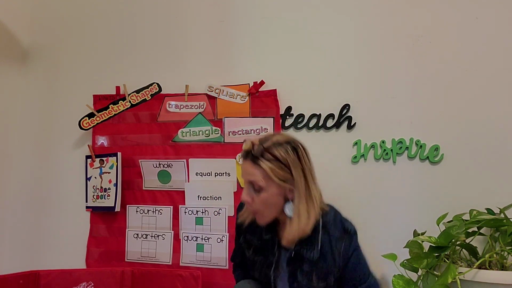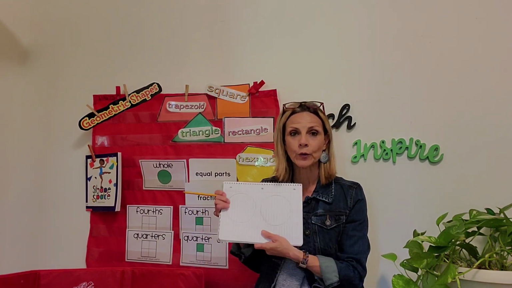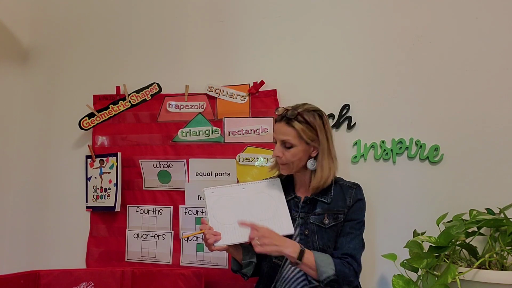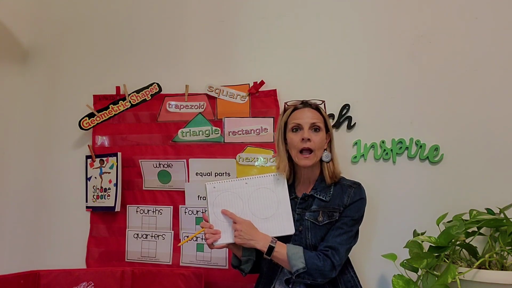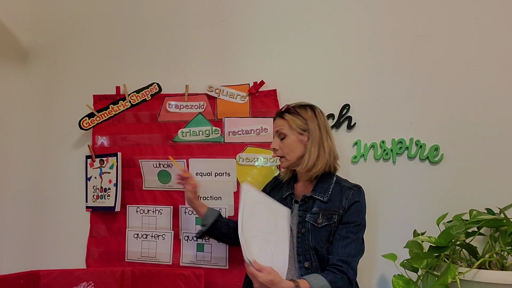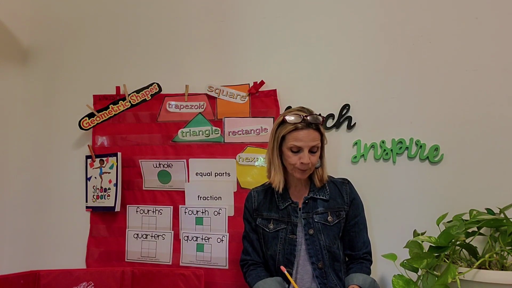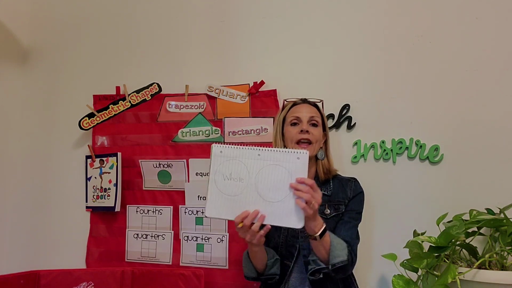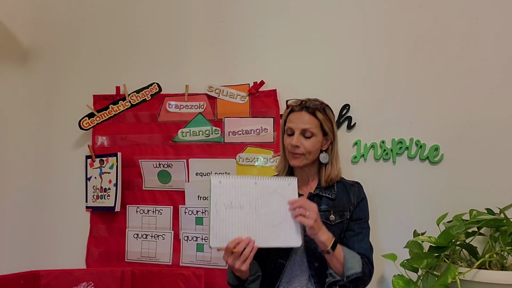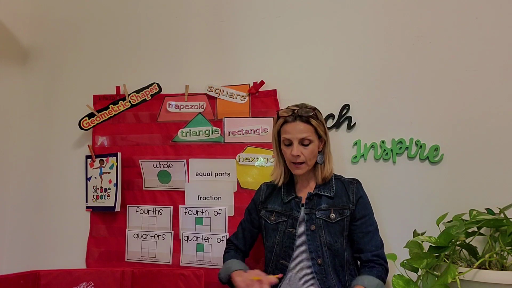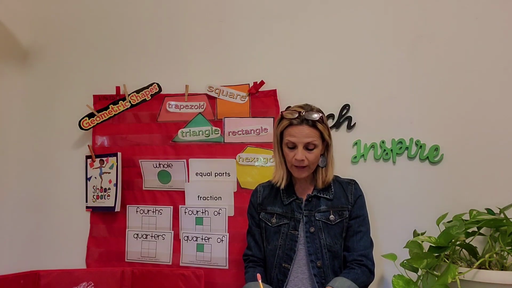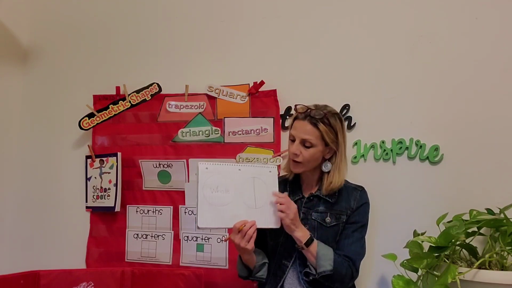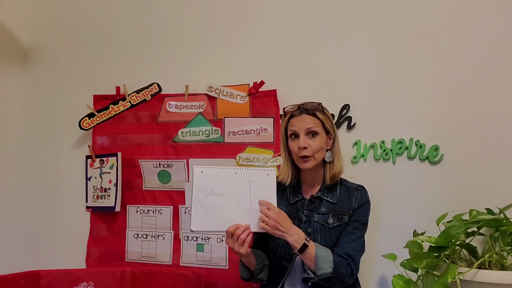All right, now I've already got my spiral ready to go. I already drew my circles, and of course, you know the name of the game. We're going to be writing whole into the first circle, because we always start with a whole shape. And then I'm going to take a vertical line down, going to partition in half. So I have my halves here.